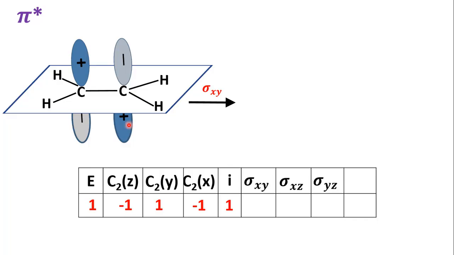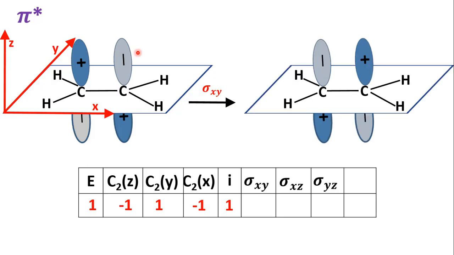Next, we come to the reflection about the xy plane, sigma xy. Xy plane is the molecular plane shown here. There are 2 lobes above it and 2 lobes below it. Upon reflection, the 2 lobes above it will come to the bottom, and 2 lobes below it will come to the top. Negative will come to the bottom, positive will come to the top, and there is change in signs, and the operation is antisymmetric, and we get minus 1.